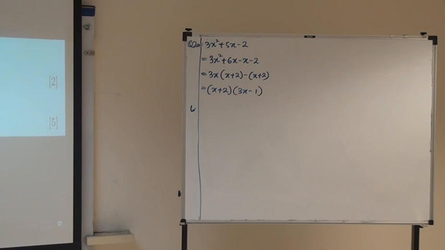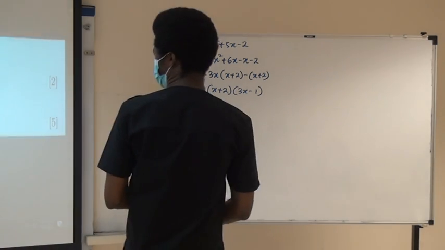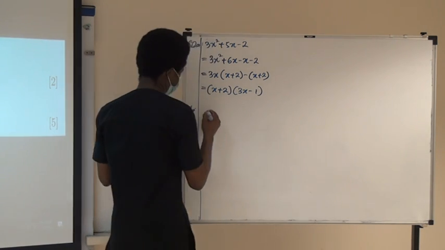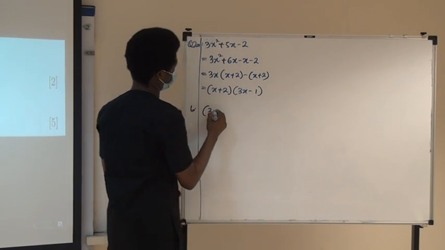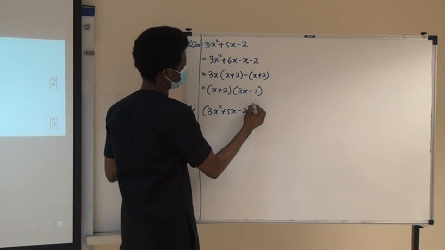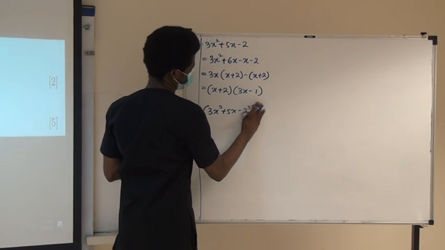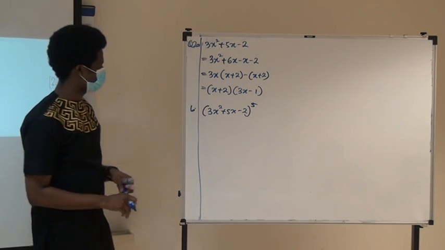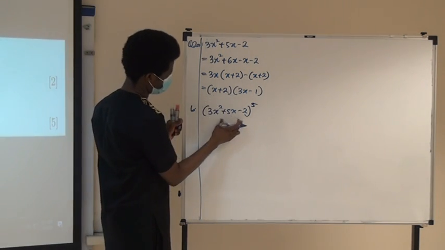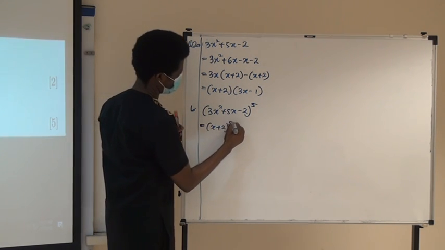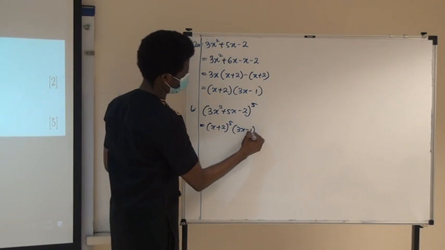So, hence or otherwise, I'm referring to this question now. We want to find the coefficient of x to the power 9 in the expansion of (3x squared plus 5x minus 2) to the power 5. Because we have done this, you can put this together. So that is simply (x plus 2) to the power 5 and (3x minus 1) to the power 5. Yes?